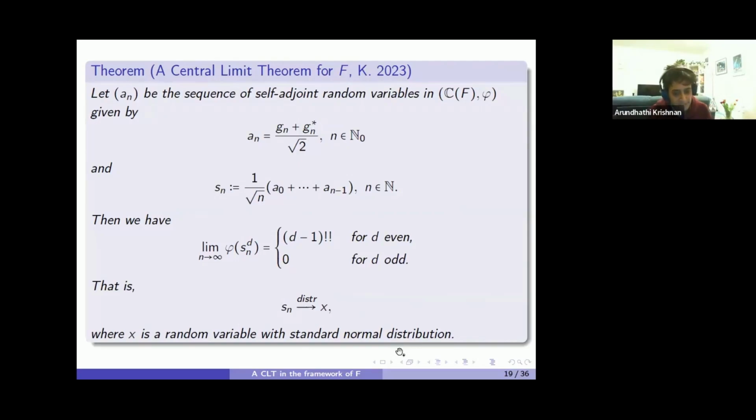And maybe just to answer the previous question again, it doesn't mean that X is in the algebra C of F. We're just talking about convergence of the moments. That's really what convergence in distribution means.